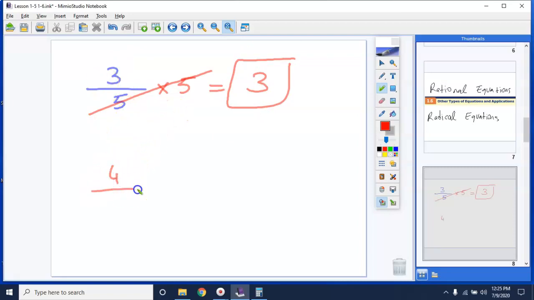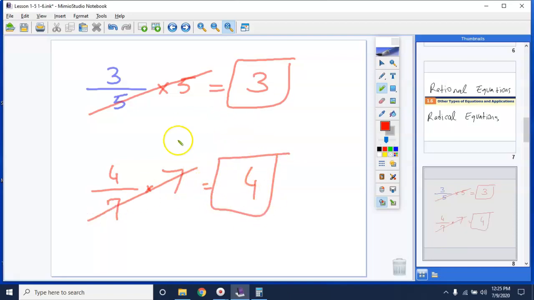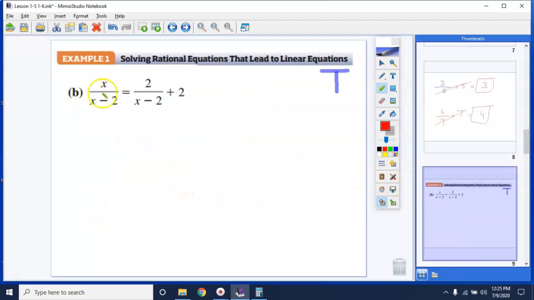Let's say you got 4 over 7. It's a rational number, right? To get rid of it, you multiply by what? 7. Am I right? These two cancel each other and you got your number. So I'm going to use this strategy over here. As you've seen, the bottom is x minus 2. So let's multiply every single term by x minus 2. Alright, everyone? I'm going to multiply every single term by x minus 2, and let's see what we get.